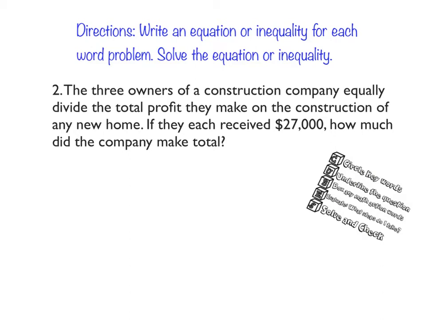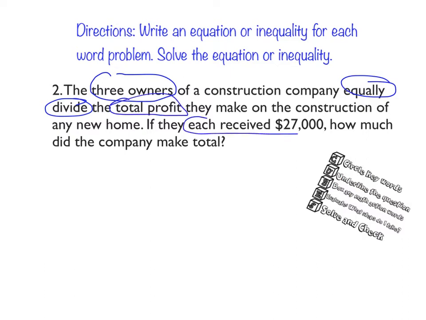Okay, let's try another one. So, the three owners of a construction company equally divide the total profit they make on the construction of any new home. If they each receive $27,000, how much did the company make total? So, some keywords I'm seeing here is that there are three owners. They equally divide the total profit, and they each receive $27,000.